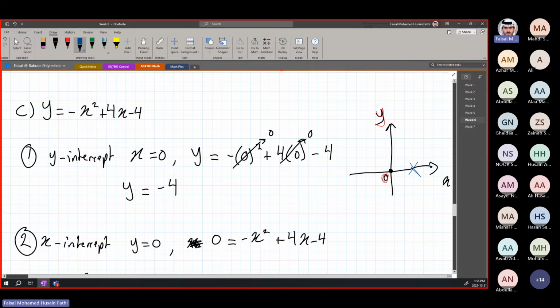The same thing applies for the y-intercept. If we want to find a point here, okay, on the y-intercept our x value must be 0. It has to be 0. Why? Because we don't want a value to the right or left. We want it exactly on the y axis. That's why for the y-intercept x is equal to 0 and for the x-intercept y is equal to 0. Okay?